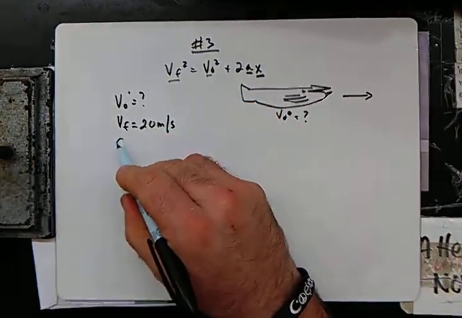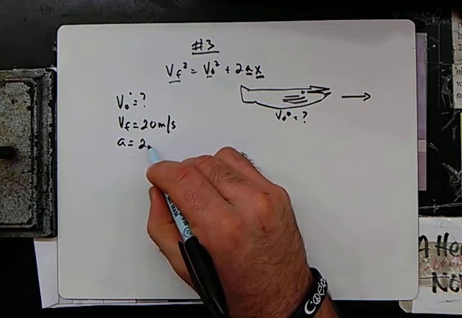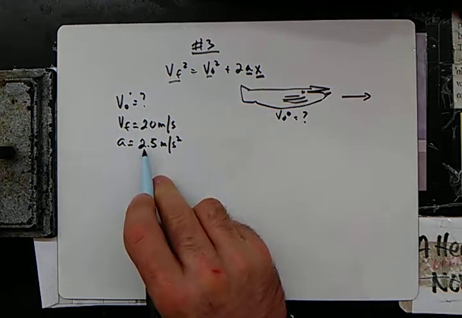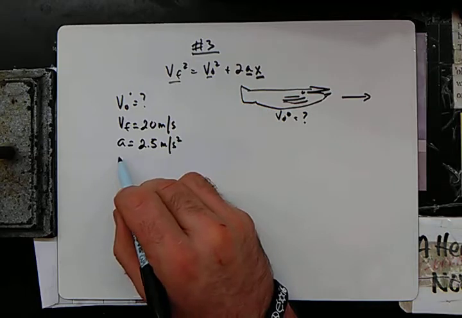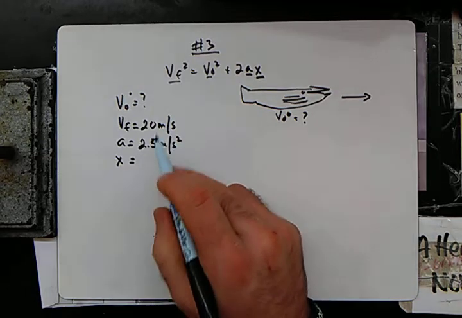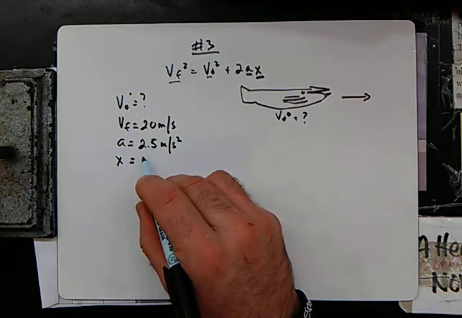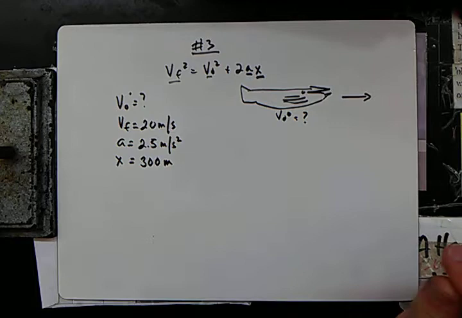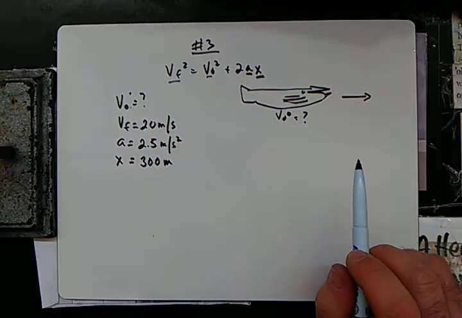And let's say the acceleration of the whale was 2.5 meters per second squared. So it speeds up every second at a rate of 2.5 meters per second. Let's say it covered a displacement in this time of 300 meters. We want to know what the initial velocity of the whale is.